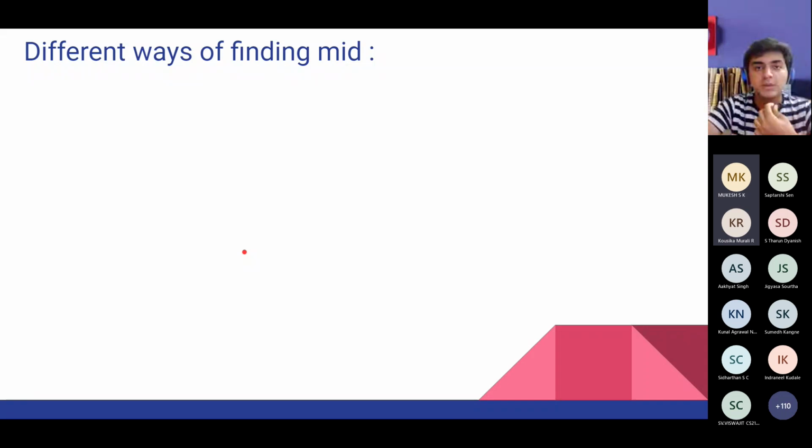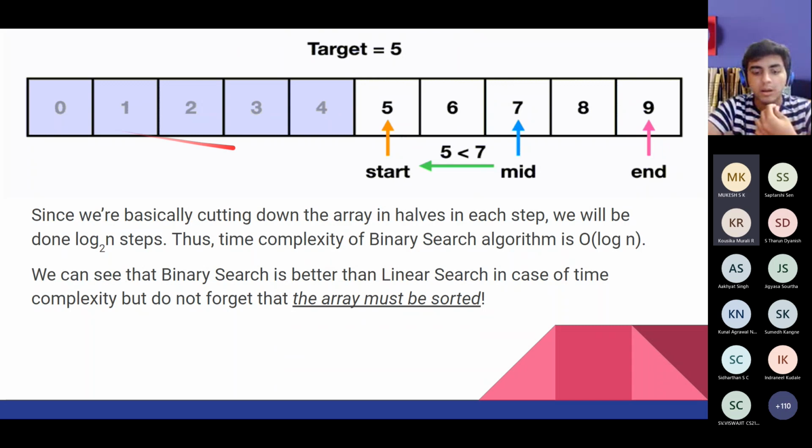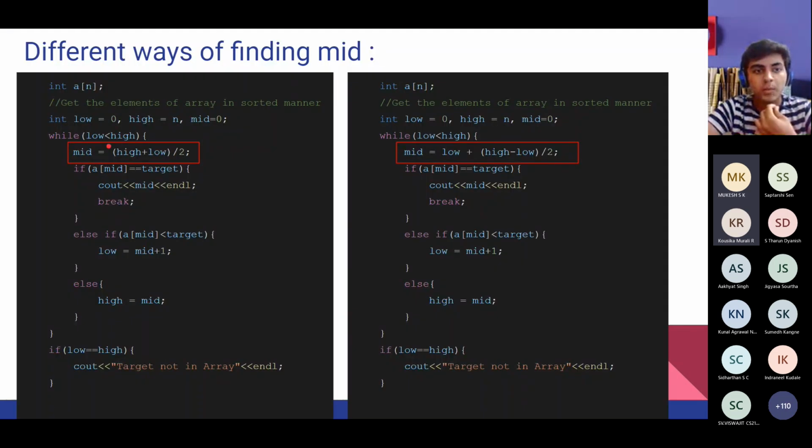So in binary search, there are different ways of finding the middle value. First one is like we take the 2 pointers, as shown here, start and end. I've typed them as low and high over here. So mid equal to (high + low) / 2 and mid equal to low + (high - low) / 2. So what's the basic difference between the two ways of finding mid?